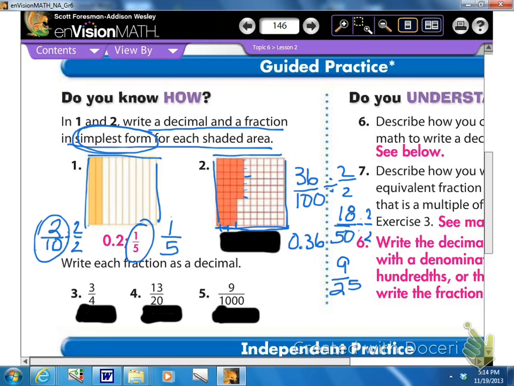Okay, so for homework, what I'm going to have you do is go ahead and finish 3, 4, and 5, which basically just wants you to write each fraction as a decimal. So you can find an equivalent fraction with a denominator of tenths, hundredths, thousandths, or you can always divide the numerator by the denominator to make your decimal. And bring it to class tomorrow with a question. See you then.